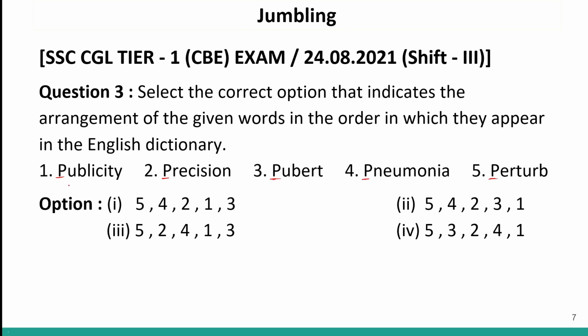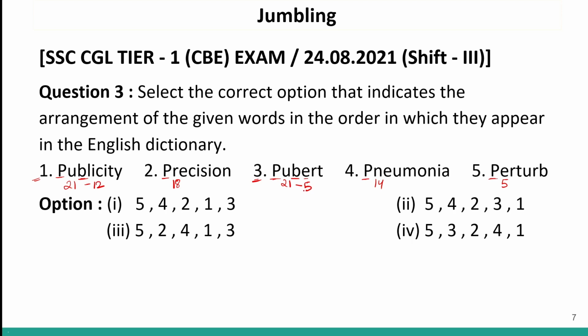We have U, which is ranked at 21. Similarly, R is ranked at 18, 21, N is ranked at 14, E is ranked at 5. Now, in 21 and 21, pubert and publicity, we have to look at the next letter, which is B, which is common. So, we have to look at the letter after B. After B, we have L, which is 12. And over here, after B, we have E, which is 5.